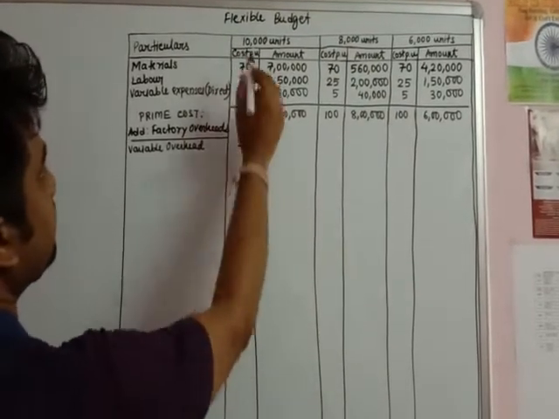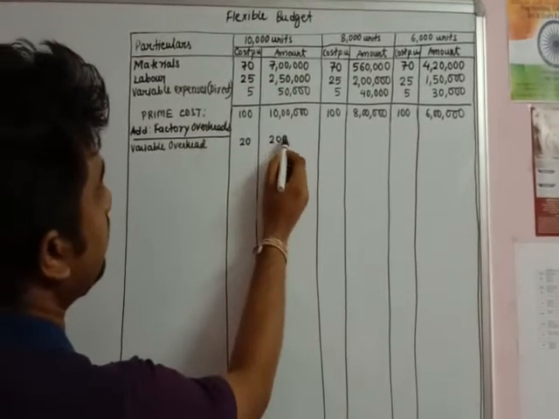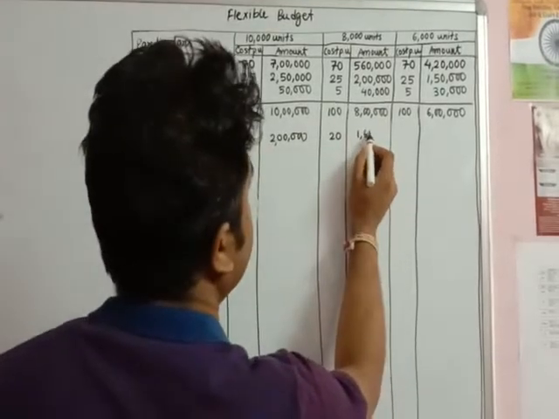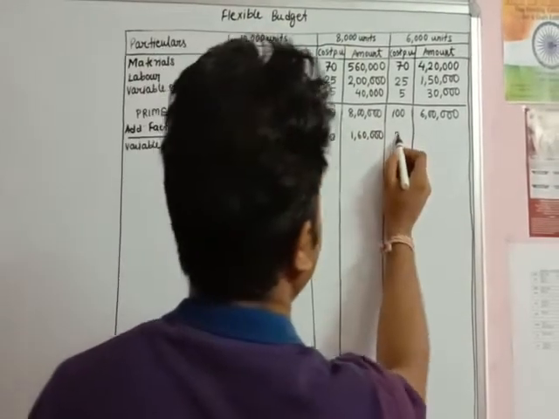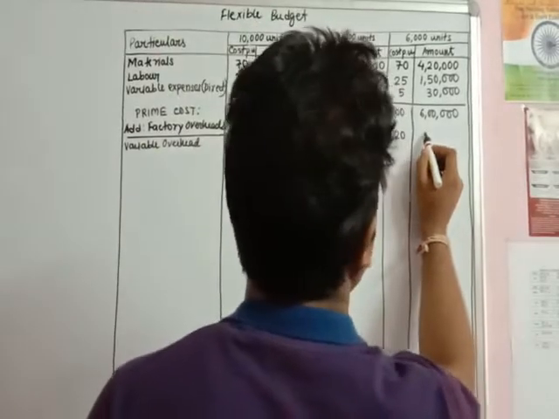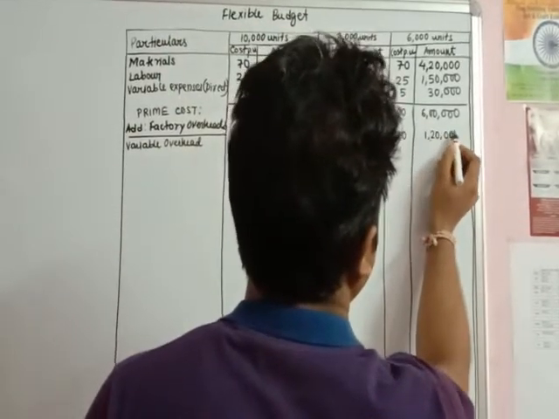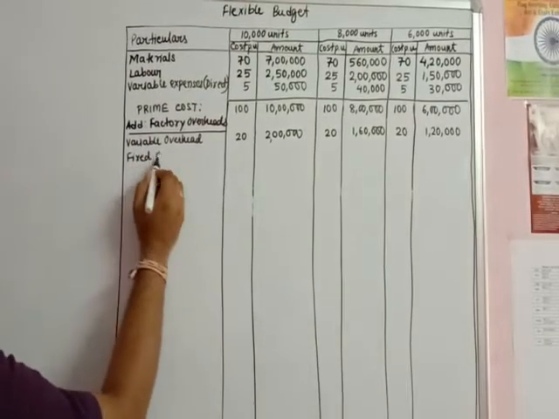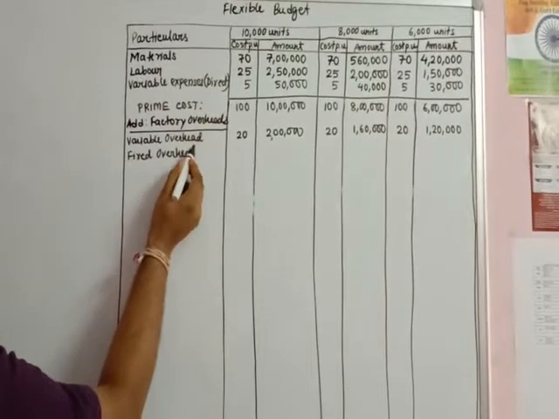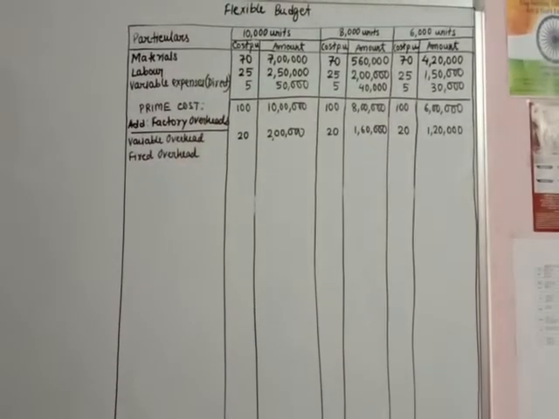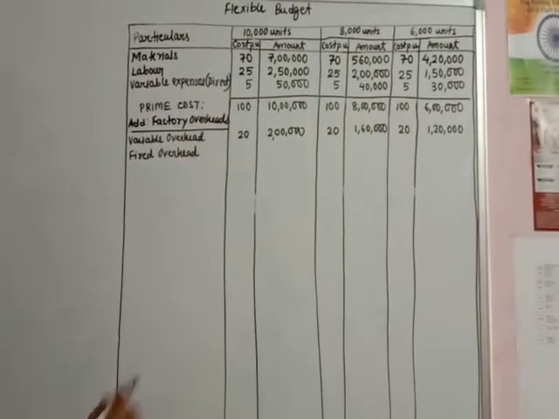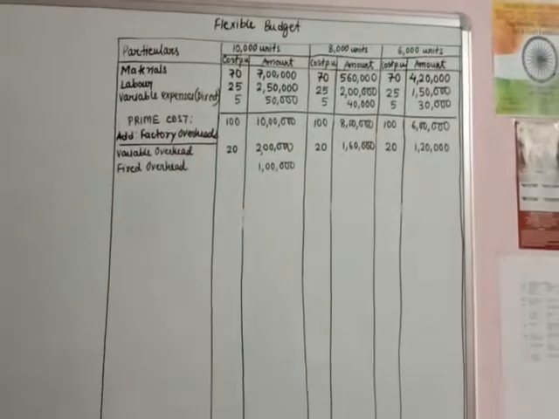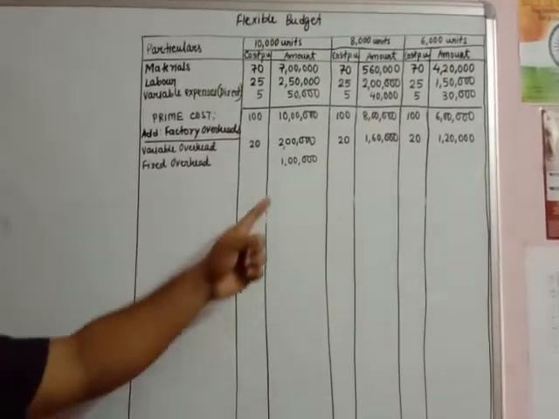So 20 into 10,000 comes up to be 2 lakh. 20 into 8,000 is 1,60,000, and again you have 20 into 6,000, that is 1,20,000. After that, you have to deal with the fixed overhead. Fixed overhead or fixed indirect expenses are those expenses which remain fixed at all levels of production.